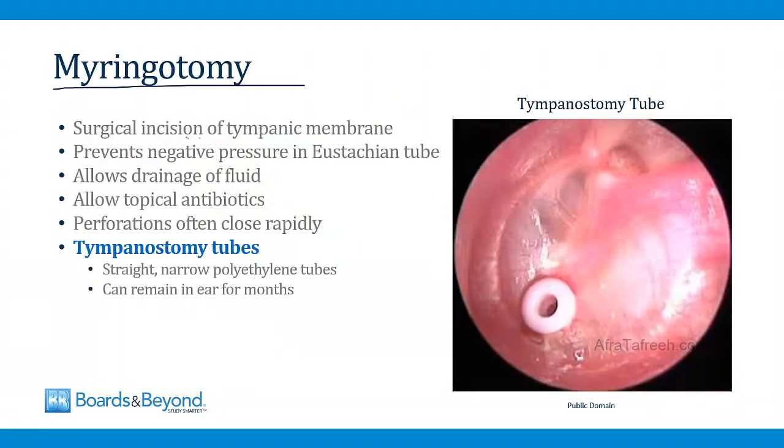A myringotomy is a surgical incision placed in the tympanic membrane, and this is a minor surgical procedure that can be done in children who have recurrent ear infections. This is beneficial to the child for a couple of reasons. First of all, it prevents negative pressure from developing in the eustachian tube.